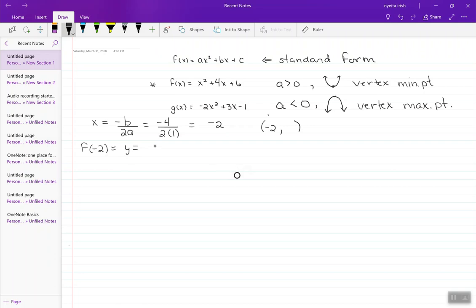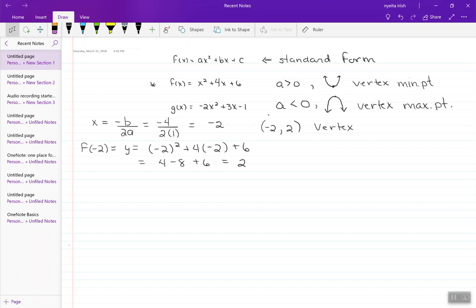So everywhere there's an x, I'm putting in -2. Watch the parentheses when you put in a negative, and then evaluate. So 4 minus 8 plus 6 gives me, what, 2? So there's my vertex.